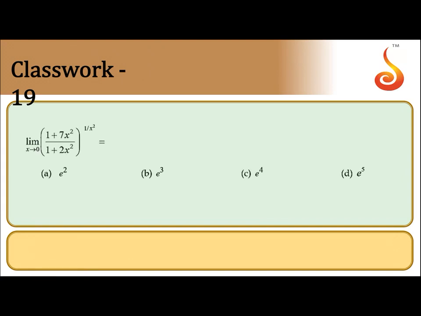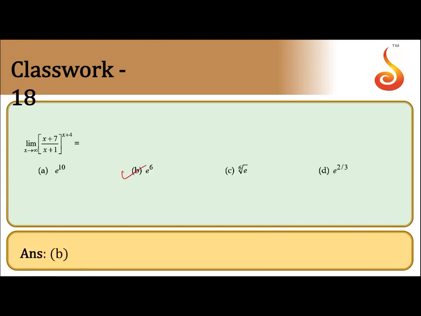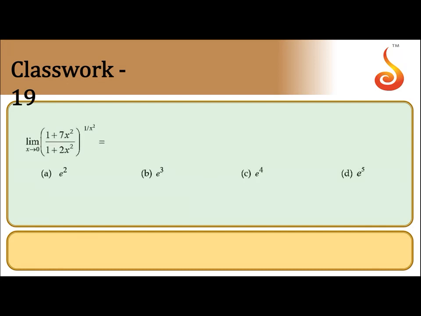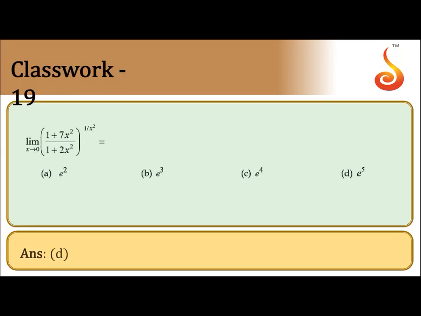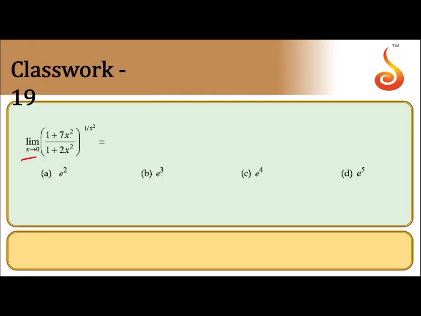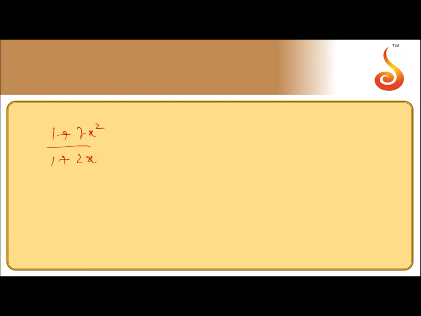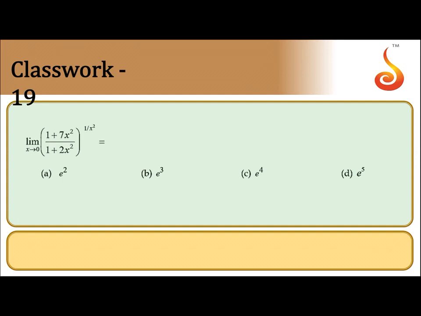Coming to the 19th one. In the same lines, in the previous problem it extends to infinity. Here x extends to 0. That's it. It is a similar formula for this one. So therefore you can apply e to the power of 7 minus 2, e power 5. So the answer is supposed to be e power 5. Yes, correct, e power 5. So you say that ((1 plus 7x square) divided by (1 plus 2x square)) to the power of 1 by x square. Therefore, e power 7 minus 2. Therefore, the answer is equal to e power 5.